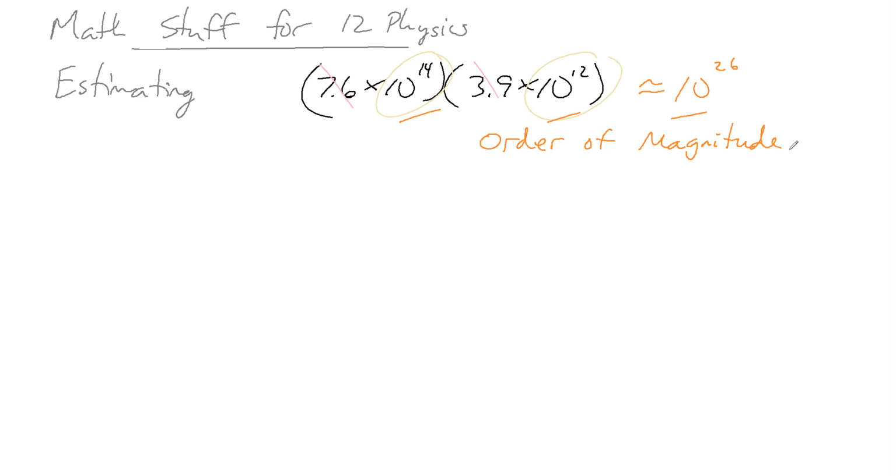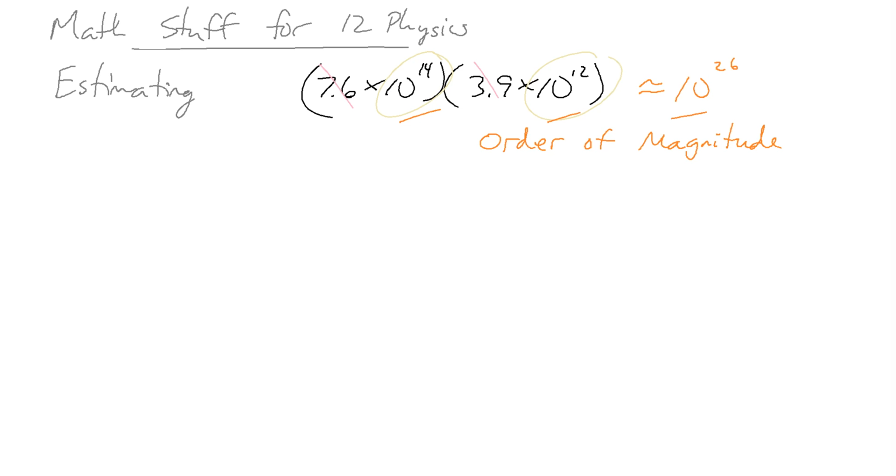So when I calculate this and my final answer is 5.2 times 10 to the 4, I know I'm wrong. There's no way 10 to the 14 and 10 to the 12 multiplied together is going to give me a 10 to the 4, there's no way. So I know my answer is going to be around 10 to the 26.